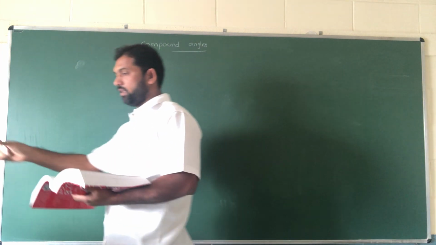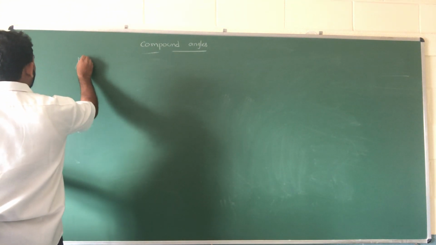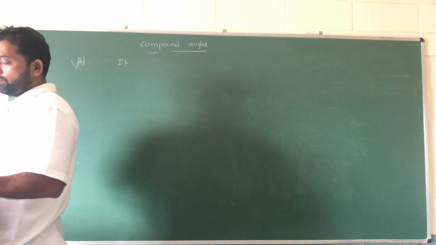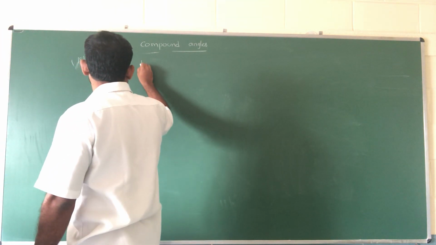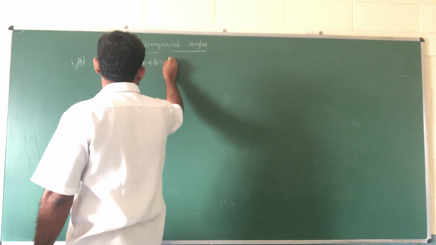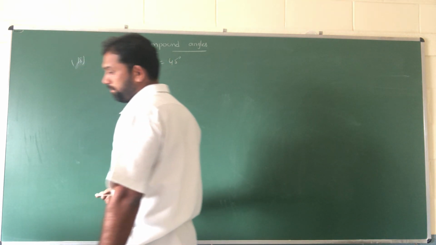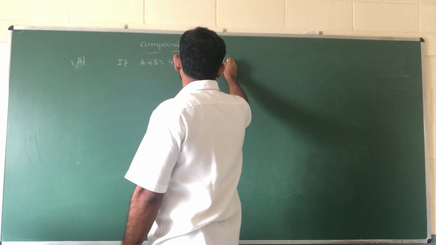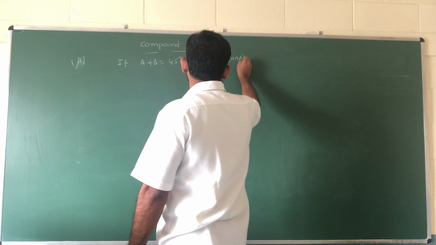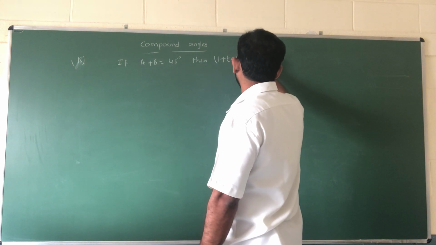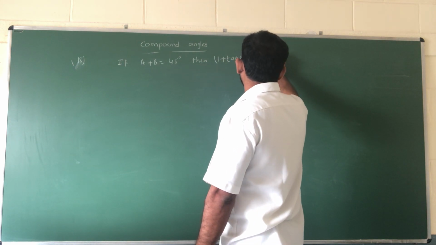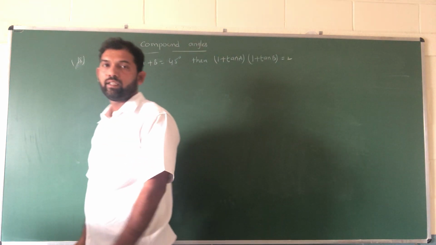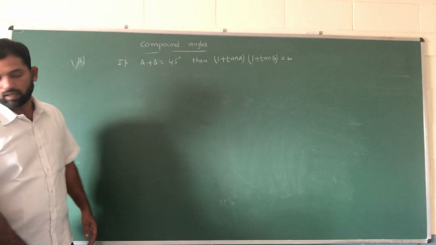Note down that. 18th one: what is given? If A plus B is equal to 45 degrees, then 1 plus tan A into 1 plus tan B is equal to 2. This proof is already done.